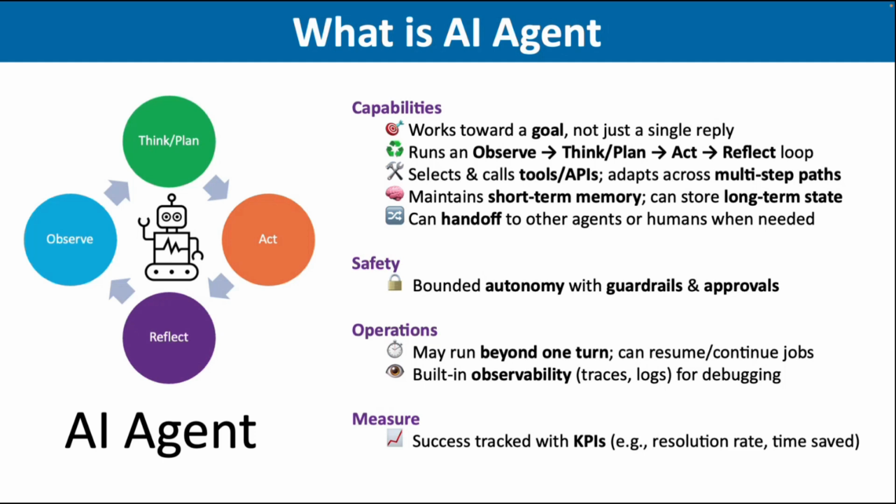We set guardrails and approvals: what they are allowed to do, when they must ask, and where they can write. They also hand off to humans or other agents when the problem is outside their scope. And they need observability so we can trace actions and debug. Finally, we measure value with KPIs like resolution rate or time saved, etc. So agents don't just chat, they plan, act, and finish safely and measurably.